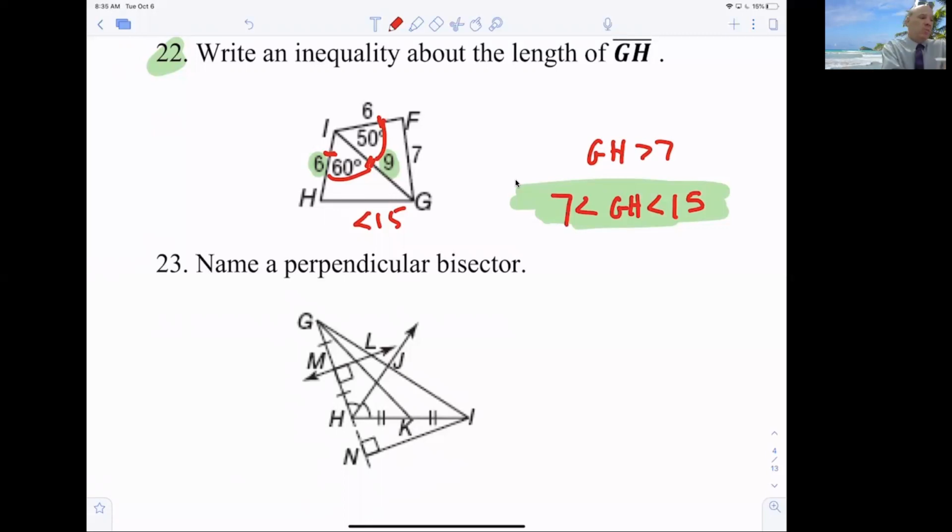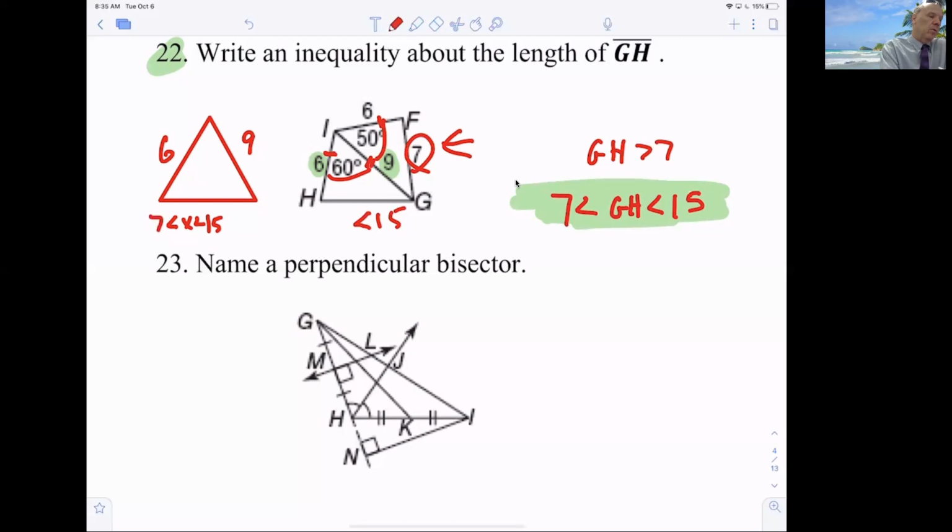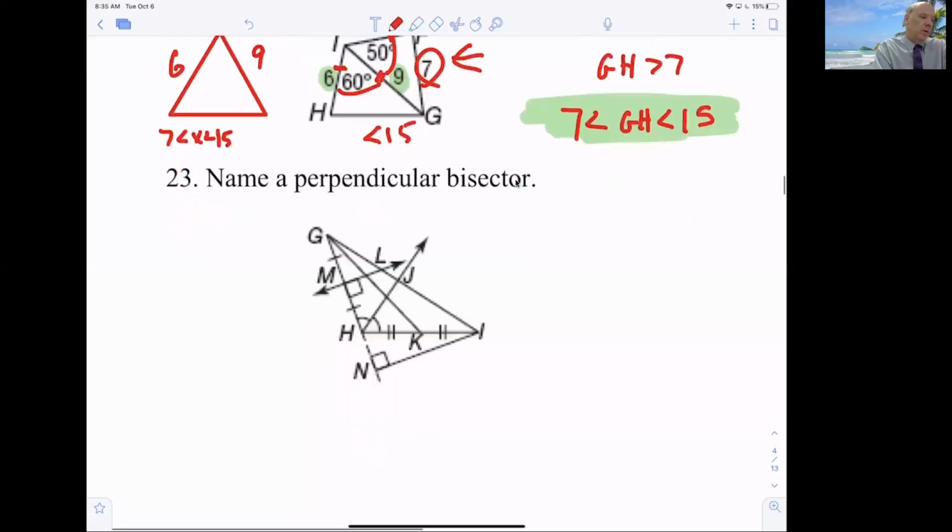Yeah. So just based off of, if I were to just draw this triangle and say this is 6 and this is 9, this has to be less than 15 and greater than 3. But according to this triangle over here and the Hinge theorem, we already know that it has to be greater than 7 because this is 7. So now I'm wiping out this and putting a 7 there.